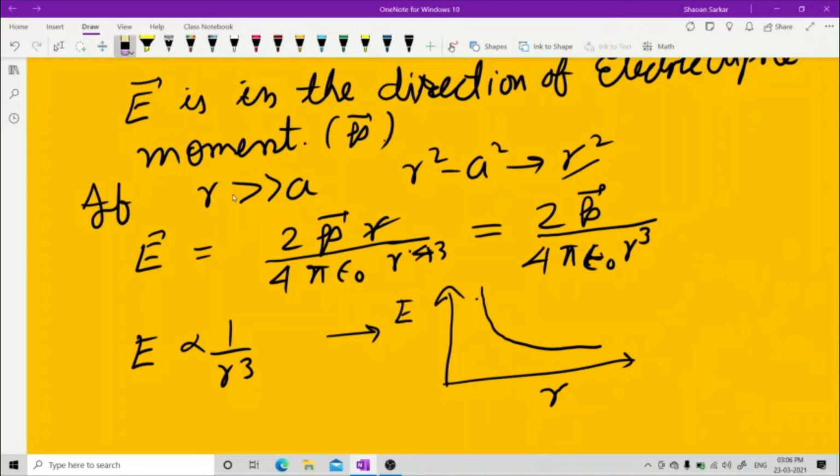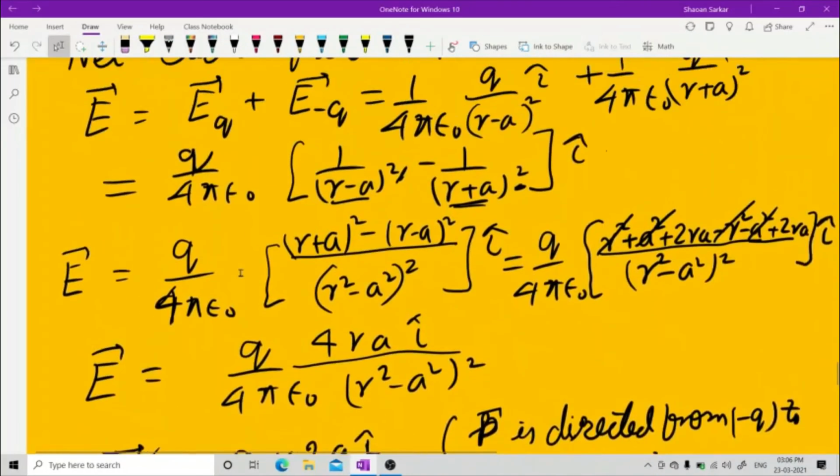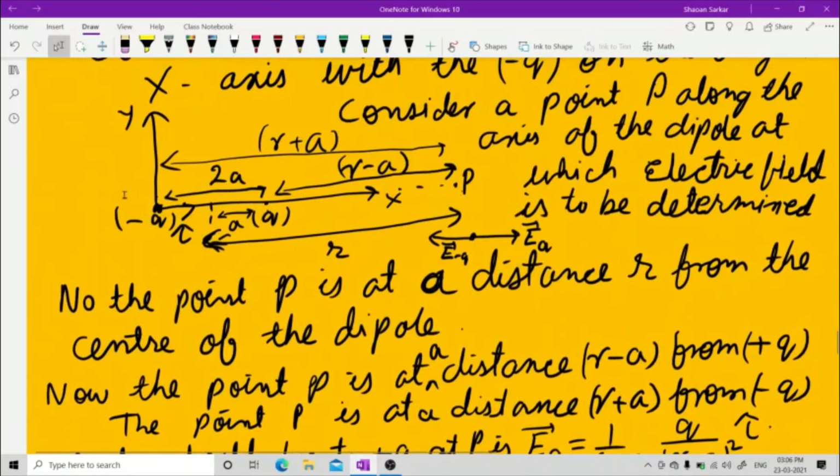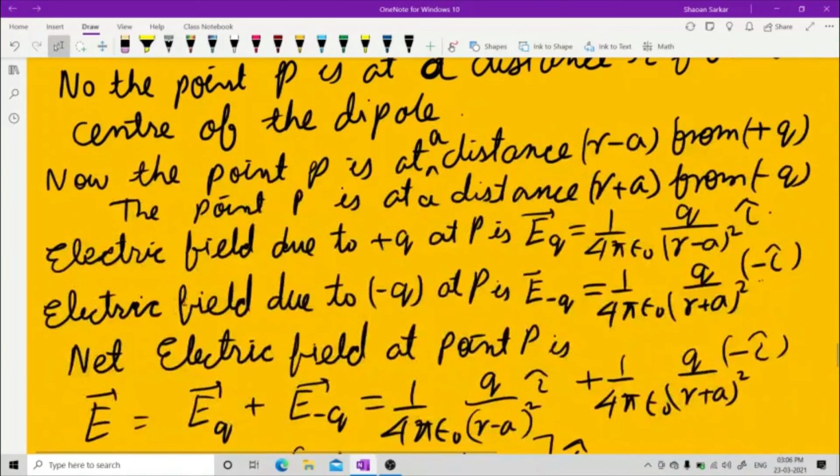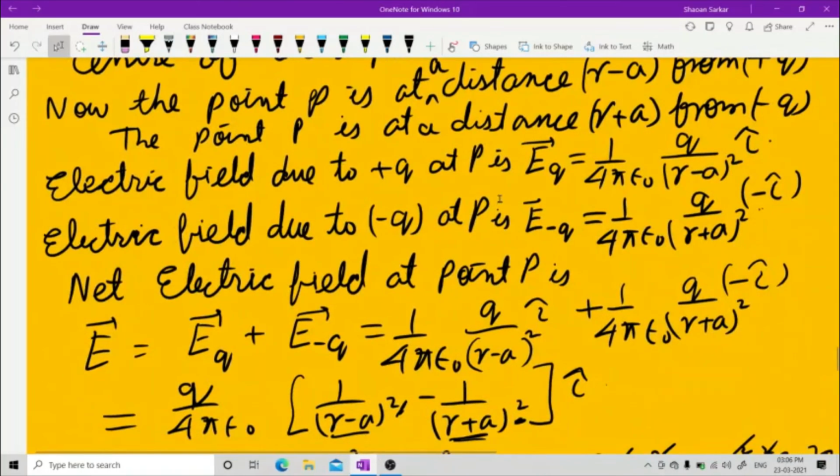Now one question would come in your mind. Suppose I change this, I put a plus charge here and a minus charge here. What will happen then? If I reverse this, what is going to happen? This will be in a different direction.